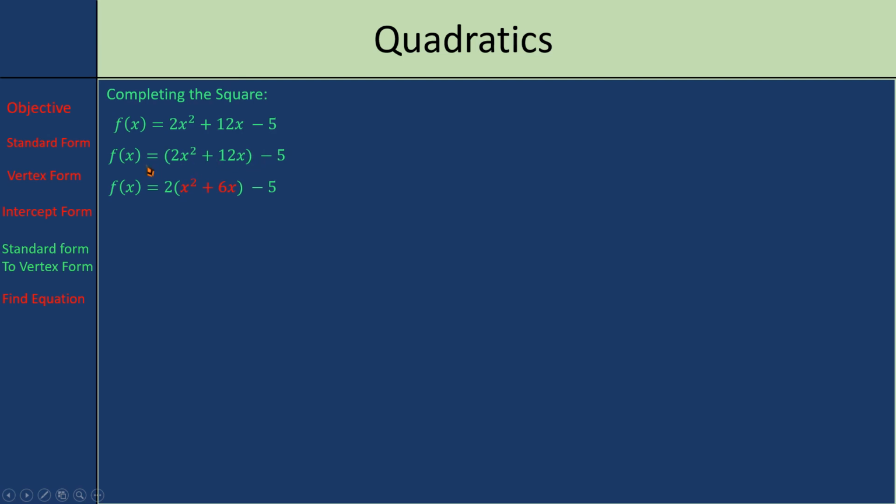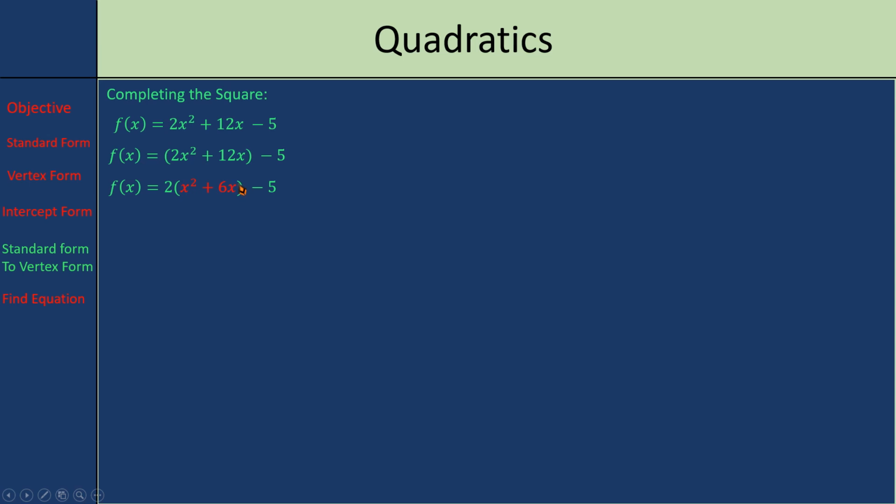So first of all, you group the first two terms, the x squared and x together. And then I'm going to factor out whatever's in front of x. I want the x to be just x and no number in front. So I factor out a 2. And what's left inside is x squared plus 6x, minus 5. All right. Now, looking at the red part here, I want to complete that square. I want to make that into a square. So I need to add a number in there.